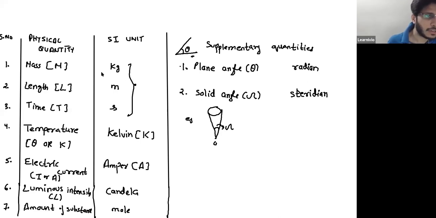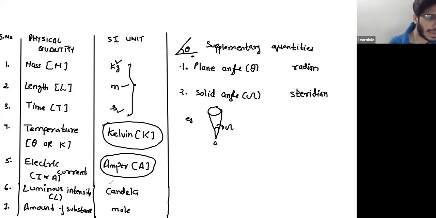Okay. Now I have some doubts. Noor, why do we represent kilogram with a small k, meter with a small m, seconds with a small s, but we represent Kelvin with a capital K, ampere with a capital A, candela with a capital C? Why do we write some with small letters and others with capital letters? Sir, because these SI units Kelvin, ampere have been named after scientists, so they're in capital letters.